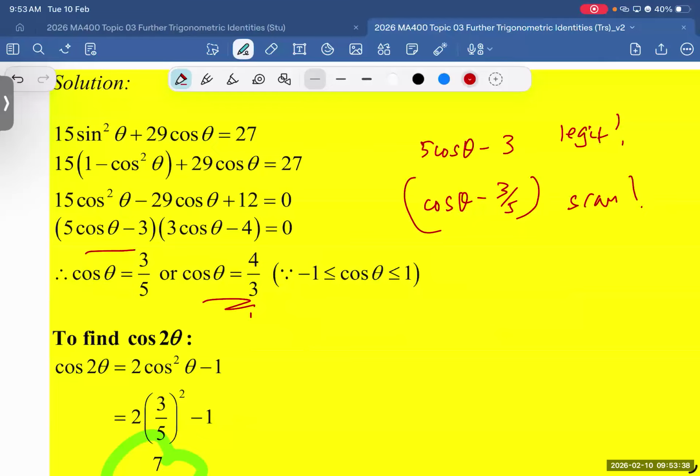Okay? And then after that, to find cos 2 theta, like Aditi was also asking, 2 cos square theta minus 1. Okay?